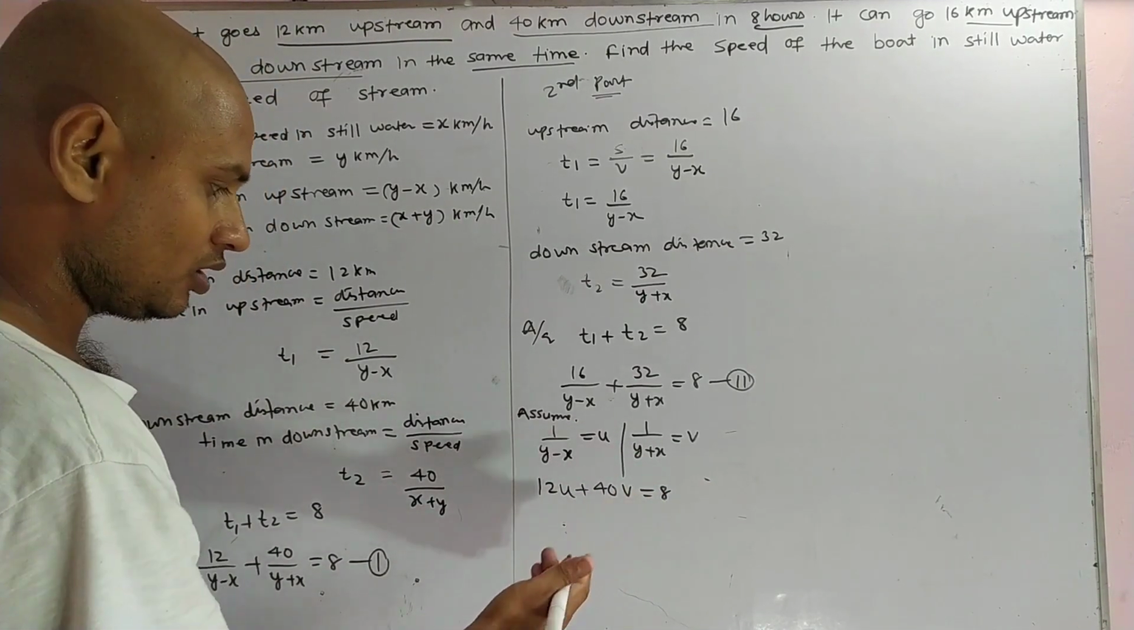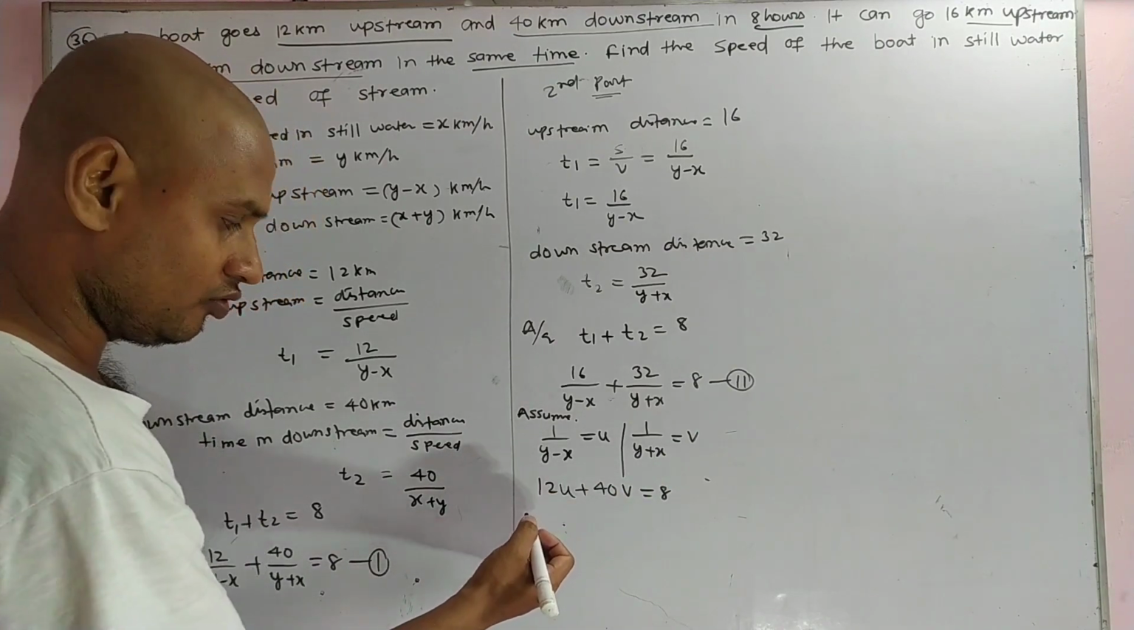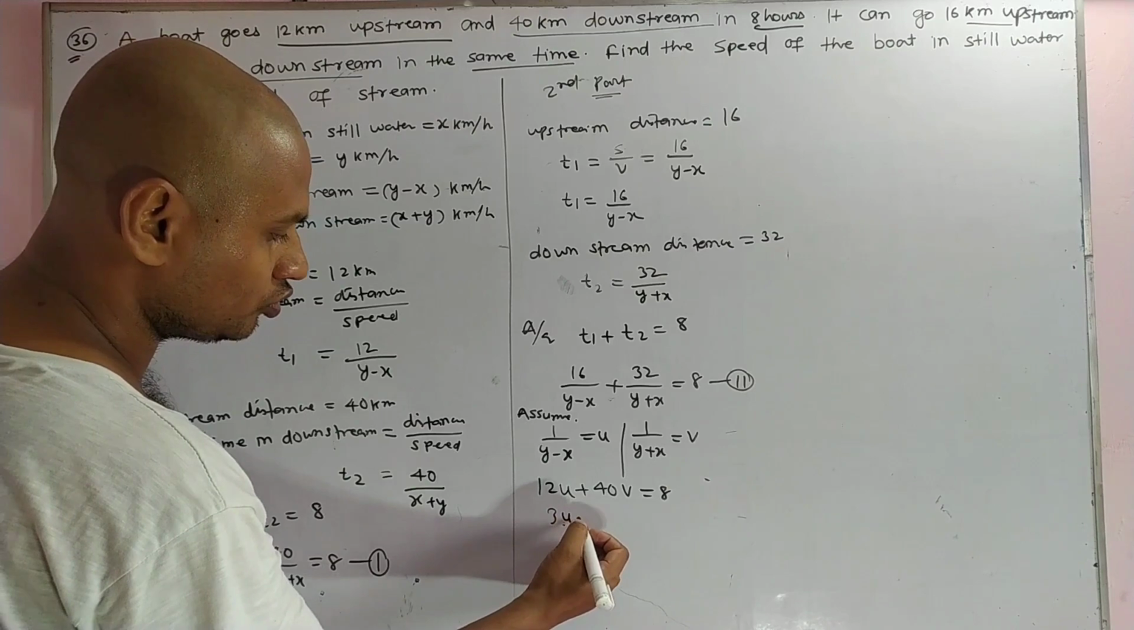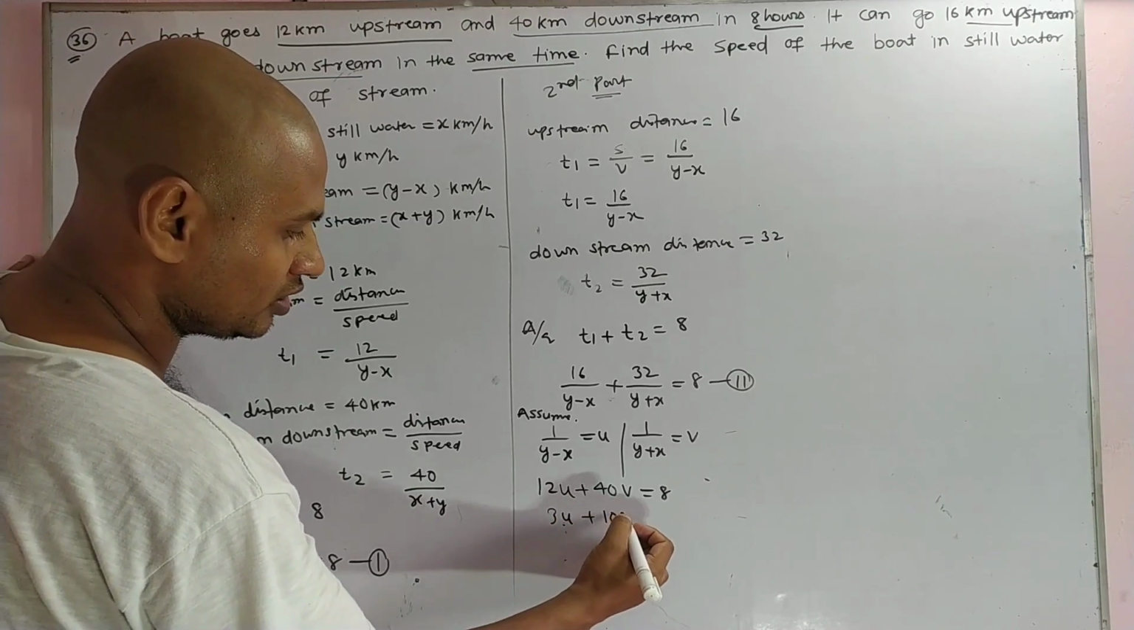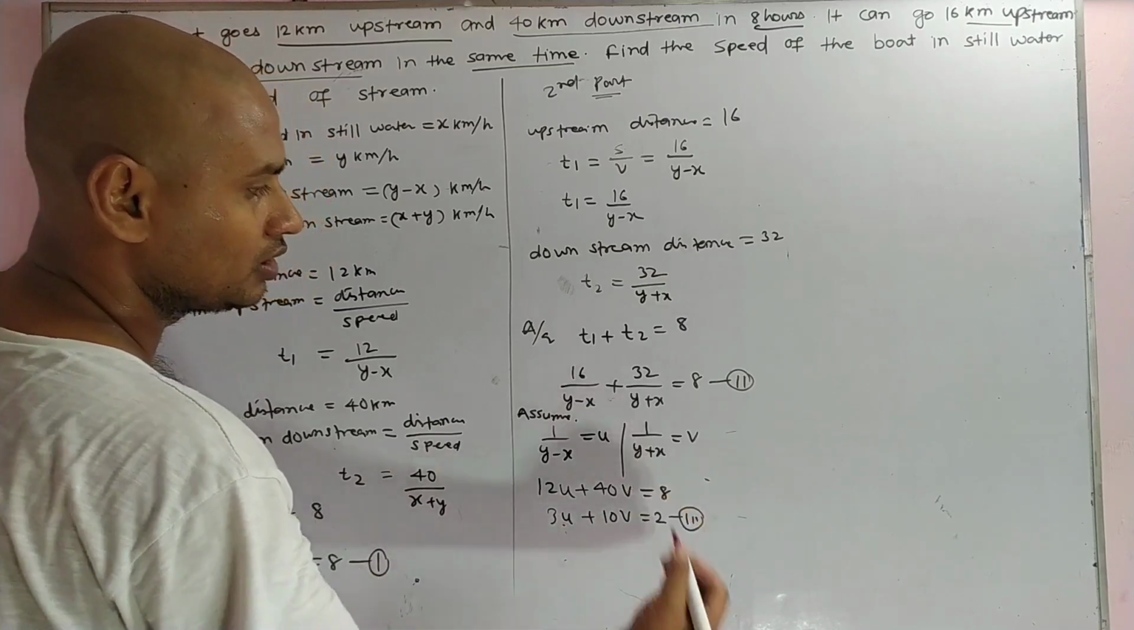You can take 4 common, or divide by 4. After dividing by 4, you will get 3u plus 10v, 4 twos are 8. I think this one gives equation number 3.